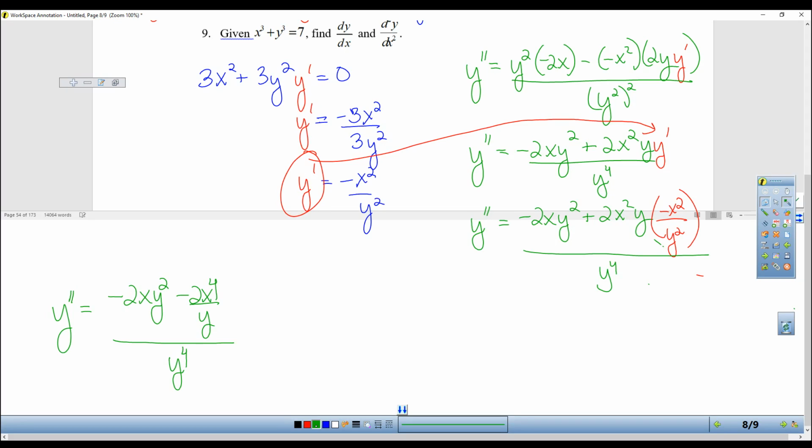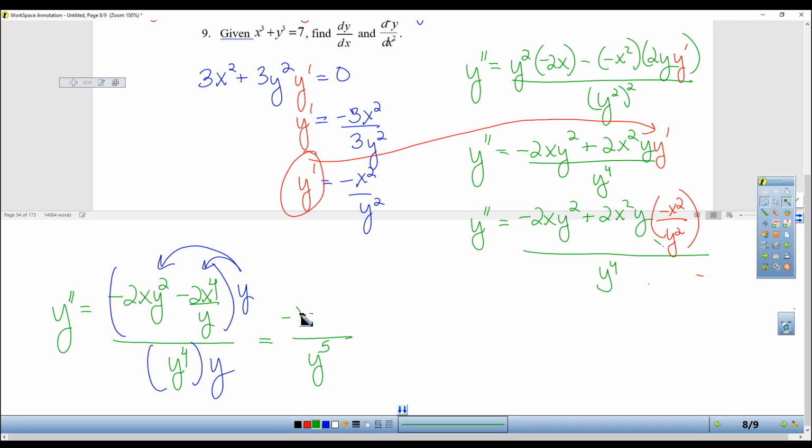I need to clear the complex fraction. This is not allowed, so I multiply the whole top by y and the whole bottom by y. As long as you do it to the top and the bottom, it's allowed. The bottom one is easy. I just get y to the fifth. The top one, I do have to distribute that y to both of them. Now, obviously, when I distribute it to this one, it cancels. That was the whole reason I did it.